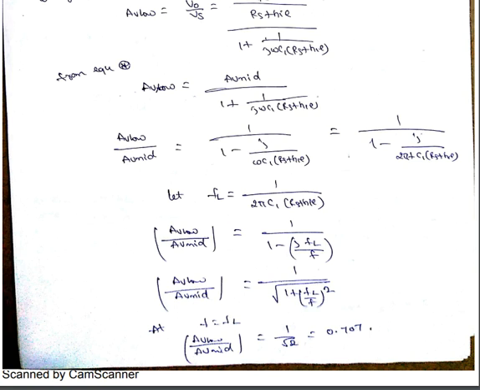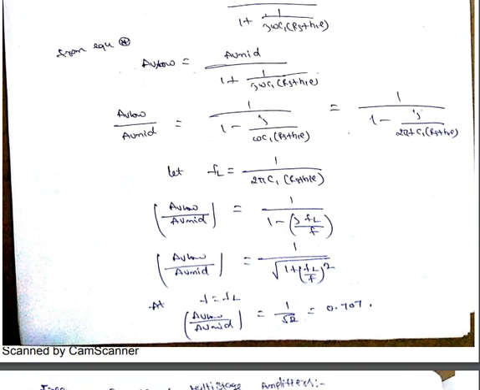Let us consider the lower cutoff frequency FL equal to 1 by 2π C1(RS + hie). After taking that assumption, we can write AV low by AV mid is equal to 1 by (1 minus j FL by F). After taking the modulus, this is the expression: 1 by root over 1 plus (FL by F) whole square.